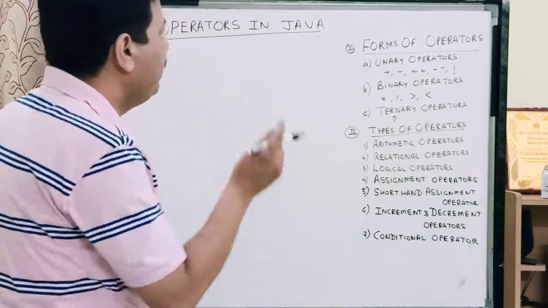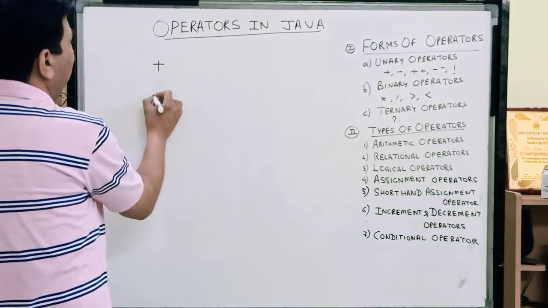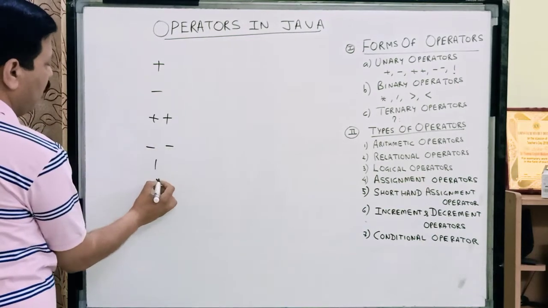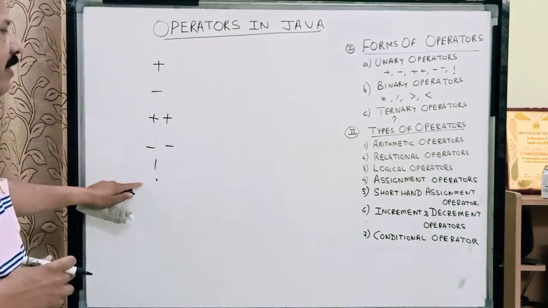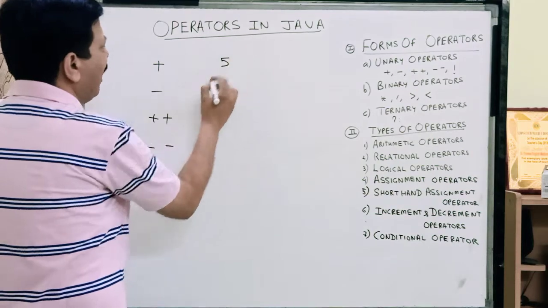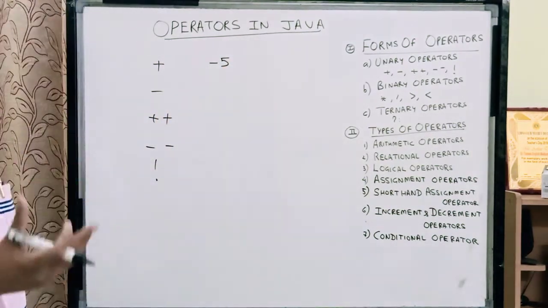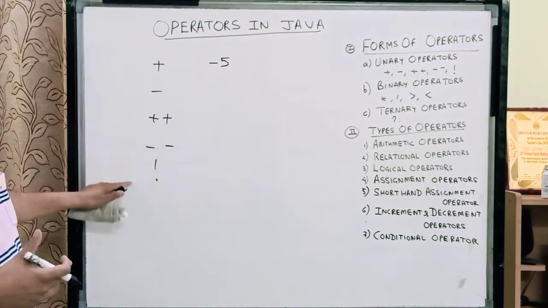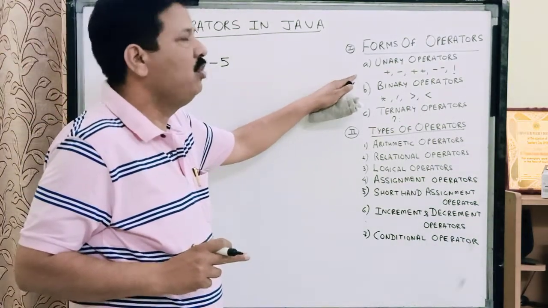Unary means one. Say for example, children, we have unary operators like plus, like minus. We have plus plus, minus minus, and a not symbol. All these are examples of unary operators. These symbols we will be studying later. But say for example, if I have written a value 5 and if I put this unary operator minus over here, then its value becomes a negative value, that is negative 5. So these operators are working on a single operand, so we are classifying them as unary operators.